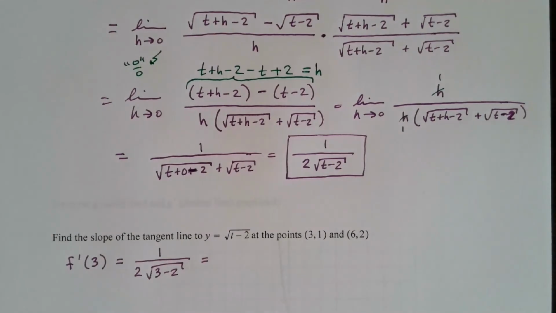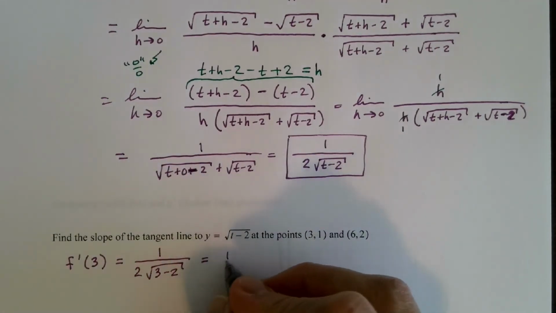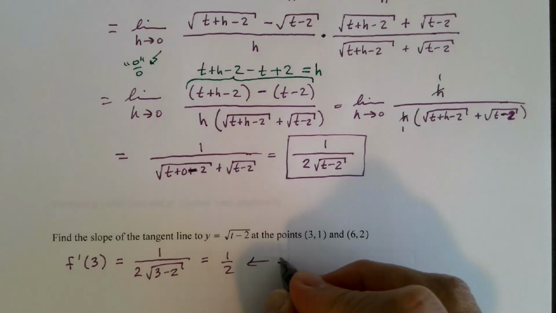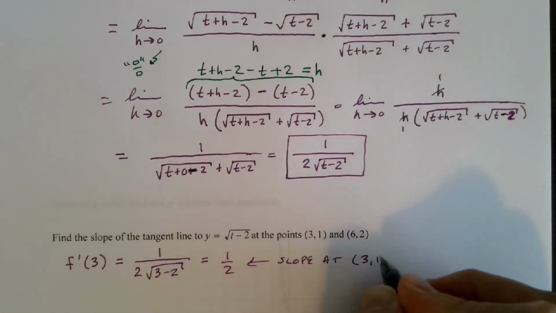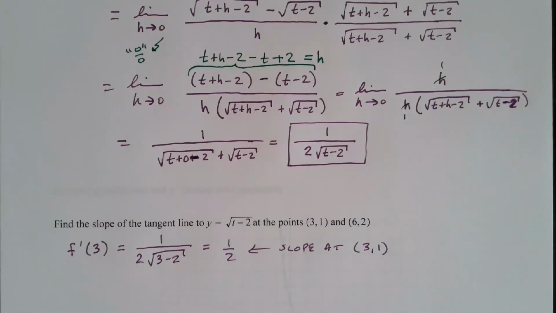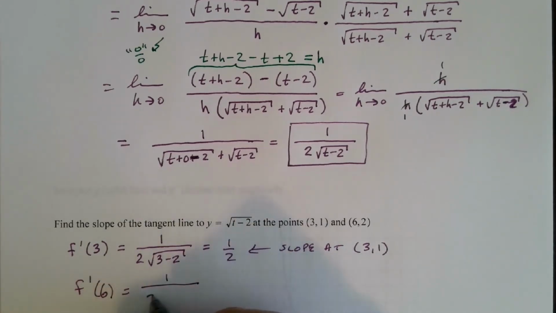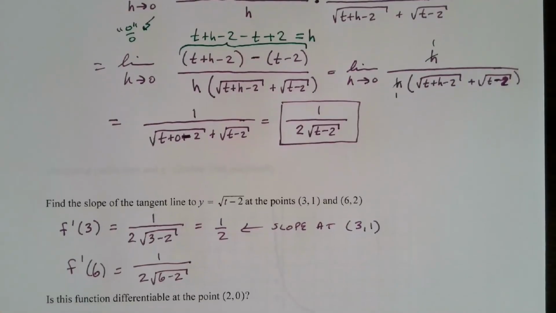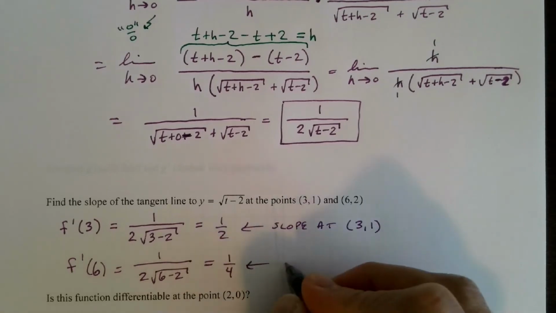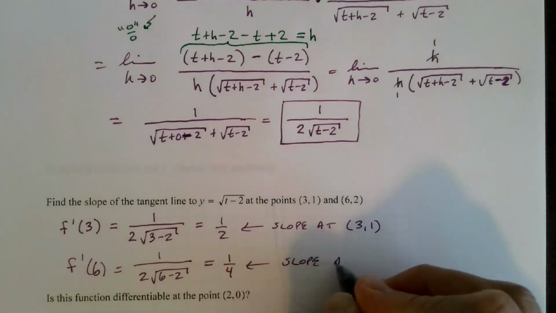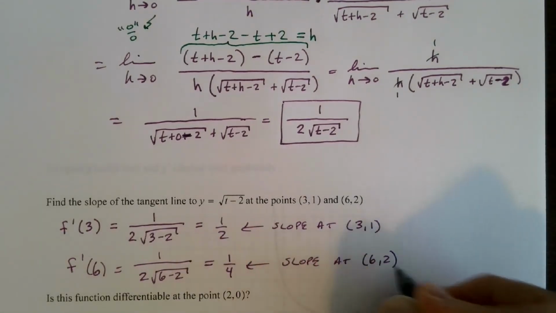And 3 minus 2 is 1, square root of 1 is 1, I get 1/2. Okay? So this is the slope of the tangent line at the point (3, 1). F prime of 6: 6 minus 2 is 4, square root of 4 is 2, 2 times 2 is 4, I get 1/4. And so there's the slope at the point (6, 2).